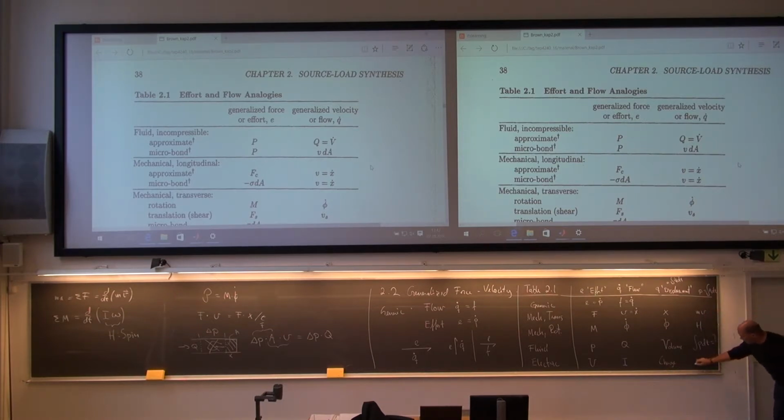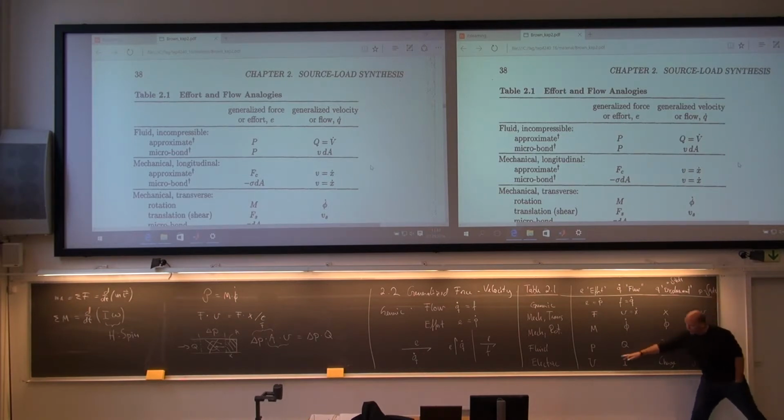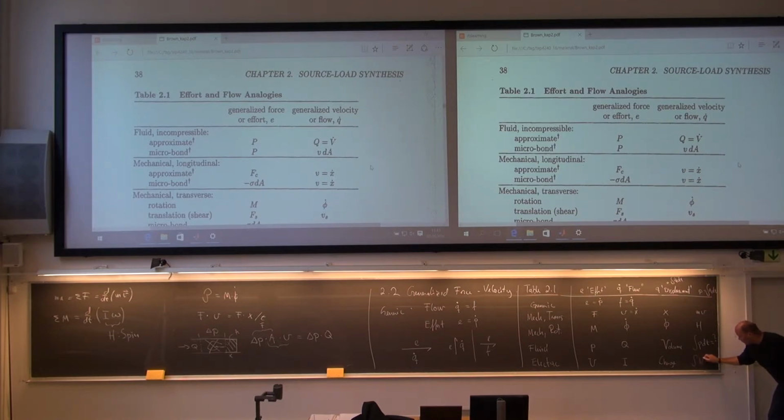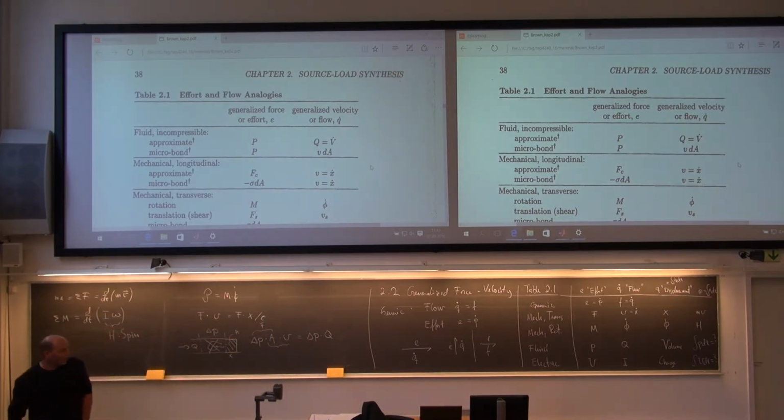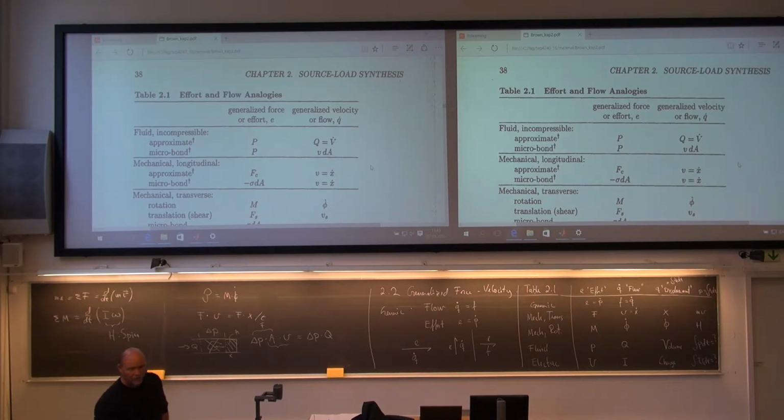And also here, finally, the time integral of the effort, the time integral of the voltage, is not anything physical that we can use for anything, so just forget it. So that is table 2.1 for you. Copy it down, remember it, and use it in any problems.